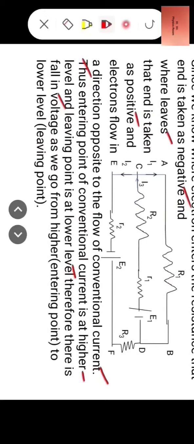So here, if we look at this circuit diagram, this point is at higher level and this point is at lower level. Similarly, for R2, this point is at higher level and this point is at lower level, because conventional current enters from the R1 side and leaves towards point C. Okay, similarly with other resistances you can mark plus and minus.